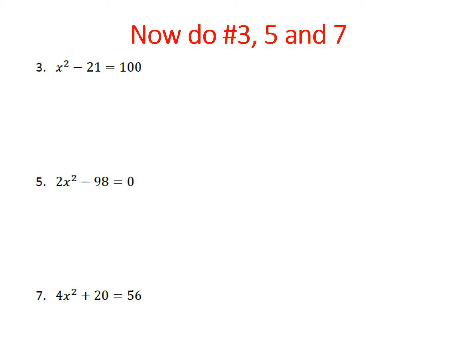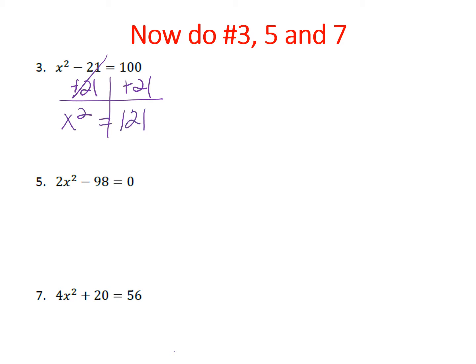Okay, we're going to get started. Again, if you have not finished these questions, please press pause to give yourself time to finish. In question 3, if we ask ourselves what's happening to x, it's being squared, and then we're subtracting 21. So the last thing I said was subtract 21. To undo that, we will add 21 to both sides. And you might remember we can draw that line if that's helpful to you. So I get x squared equals 121.